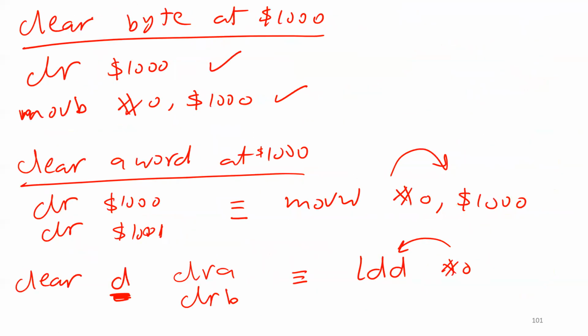So I have just examples here. Number one, can you clear the byte at memory location 1000? Yes, you can say clear 1000. Another way you can do it, you can say move byte 0 to 1000. Again, they are the same. How can you clear a word if you have a word at 1000? Right, so now I can say clear 1000, clear 1001.